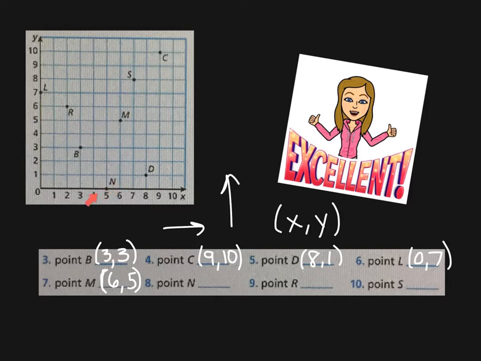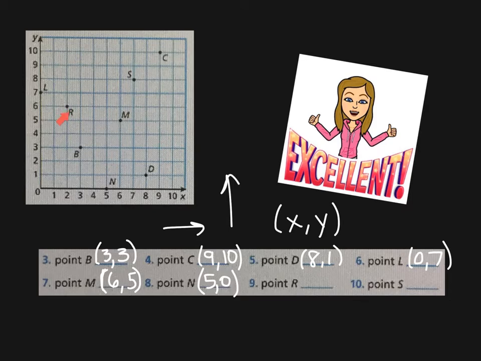Point N. Okay, so point N is one of those where they just went in on the bottom floor of the hotel, and then they didn't go up any at all. So they went in 5 first, and then we put 0 for the y-axis. They didn't go up any floors, so that's 5, 0.